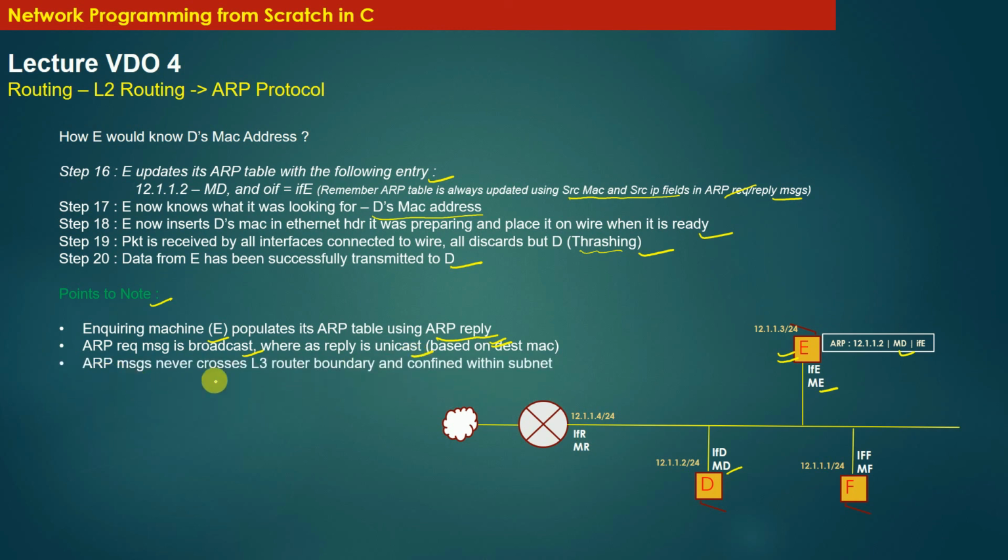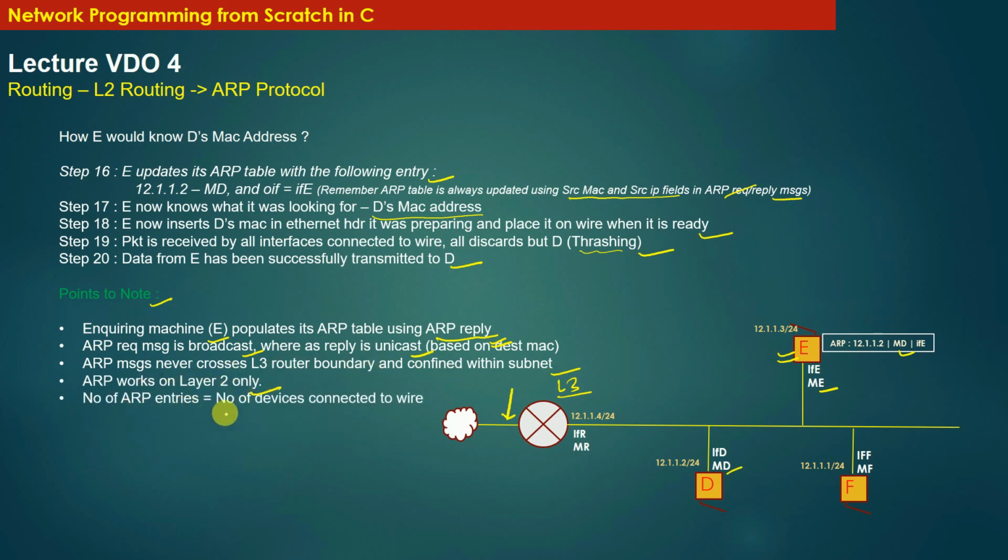So ARP messages never cross the L3 router boundary and are confined within a subnet. We have already discussed that whatever the type of message, whether it is an ARP broadcast message or ARP reply message, it will never cross the L3 router boundary. That is, that message has nothing to do on the other side of the router. And ARP works on layer 2 only.